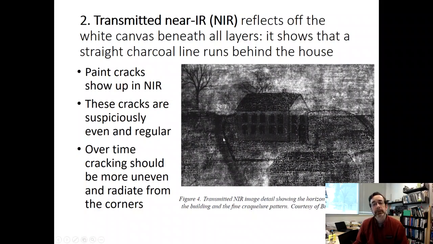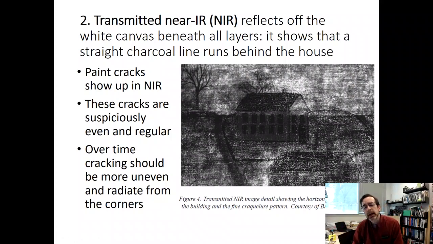Also, the other thing that shows up is paint cracks show up vividly in the near infrared, because of the way they reflect off the white ground. You can see the pattern of cracking no matter what the visible color, because it shows up as white in the near-infrared reflection. Why this matters is that you look at the pattern of cracking, and those cracks are really even. You compare that to a genuinely old painting, and it's cracked in some areas and not in others. It's uneven on the general painting.